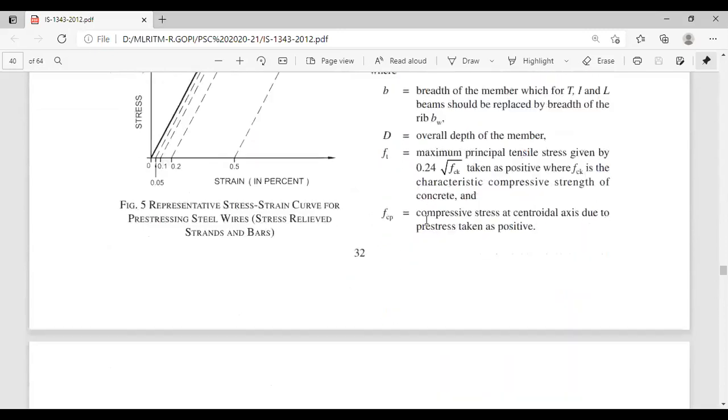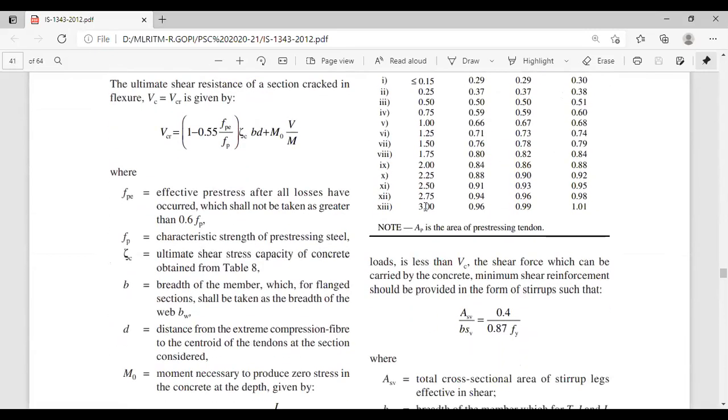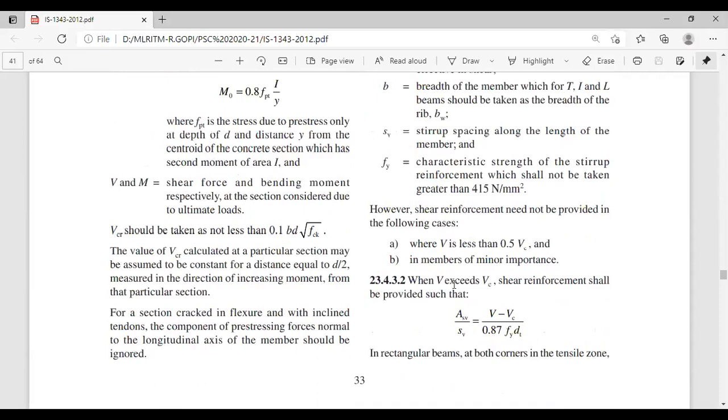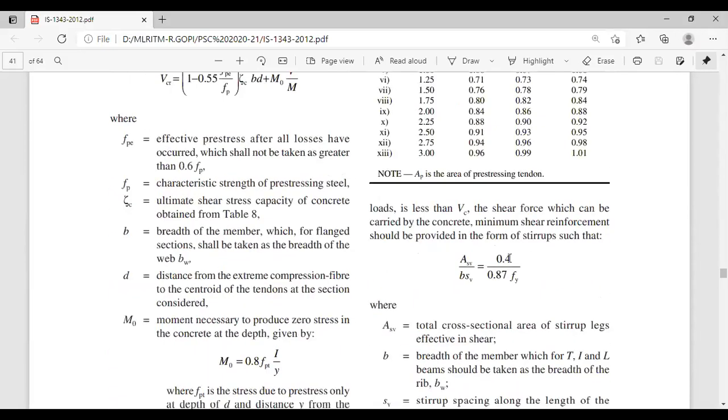In case V is less than VC, we have to use minimum shear reinforcement; this formula is for V greater than VC, where V exceeds VC. This formula we already saw in RCC, the same formula. The minimum shear reinforcement formula is ASV divided by BSV equal to 0.4 divided by 0.87 fy. Using this formula, you can easily find it.